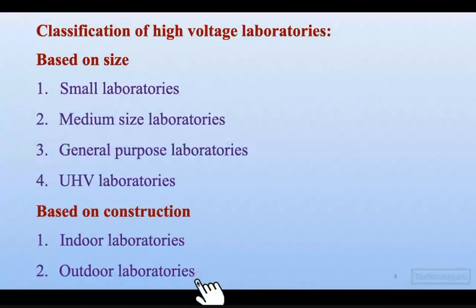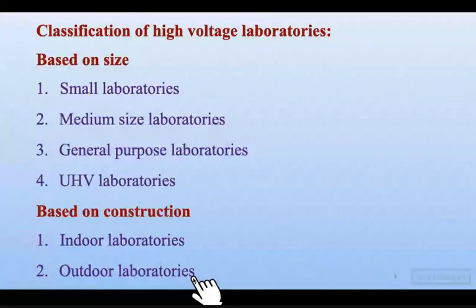When the laboratories are outdoor, naturally the testing conditions will be exposed to atmospheric conditions. The tests conducted in the outdoor laboratory will be sensitive to the presence of moisture, variation of temperature, time of the day, sunlight, rains, maybe dust, and all those things. It will be exposed to the atmospheric conditions.